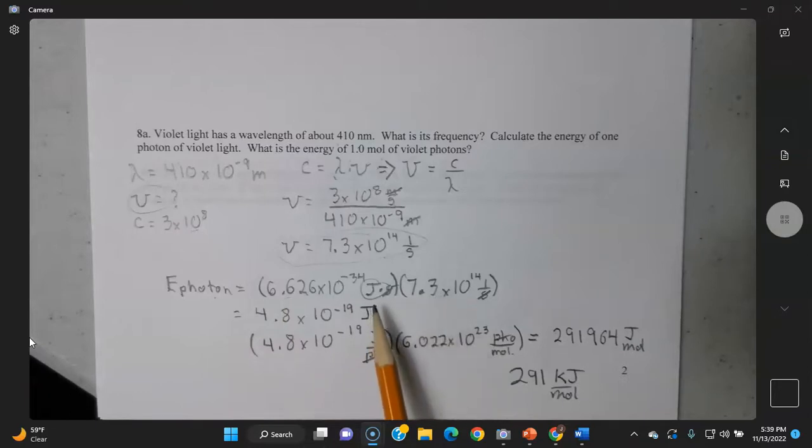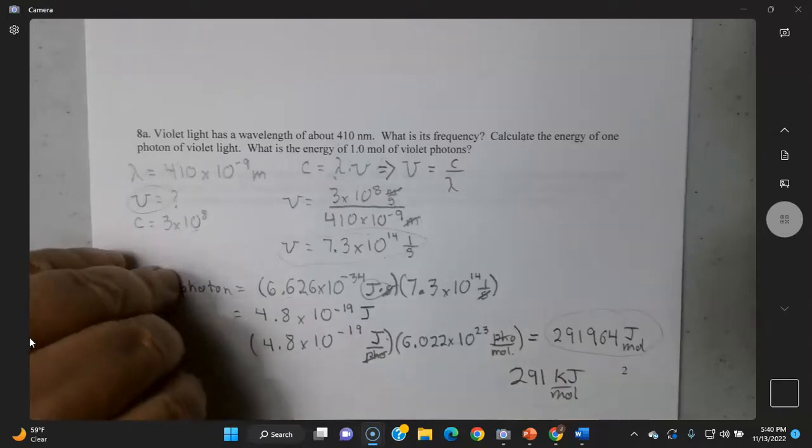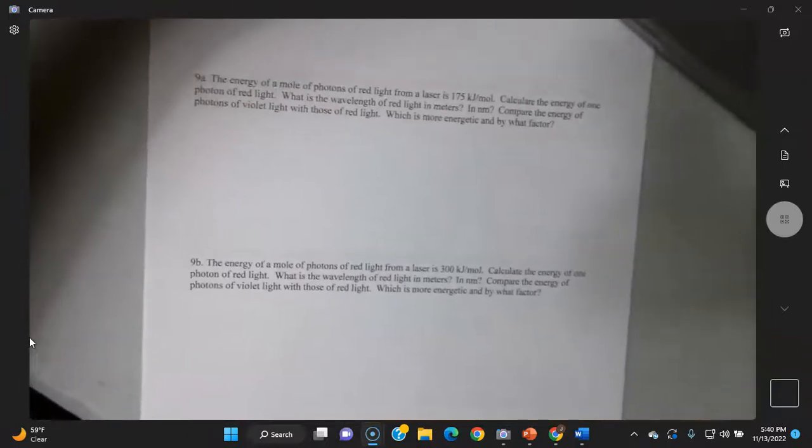And then if we want to know a mole of photons, we simply have to take that number and multiply it by a mole, 6.022 times 10 to the 23rd, and we end up with this many joules in a mole of photons of violet light, or roughly this many kilojoules. I rounded it off. Okay? All right, let's keep going. So you're going to do 8B.